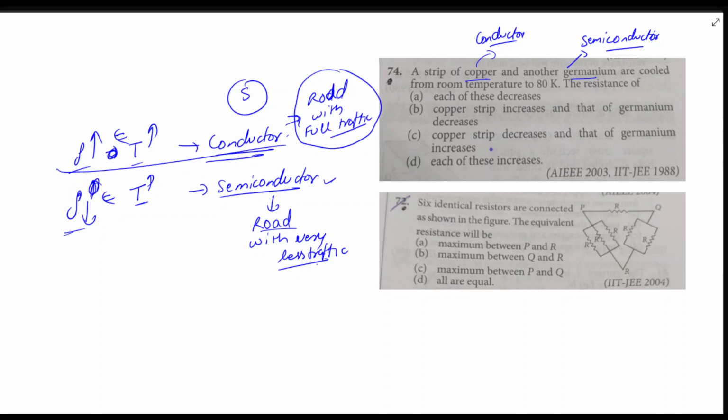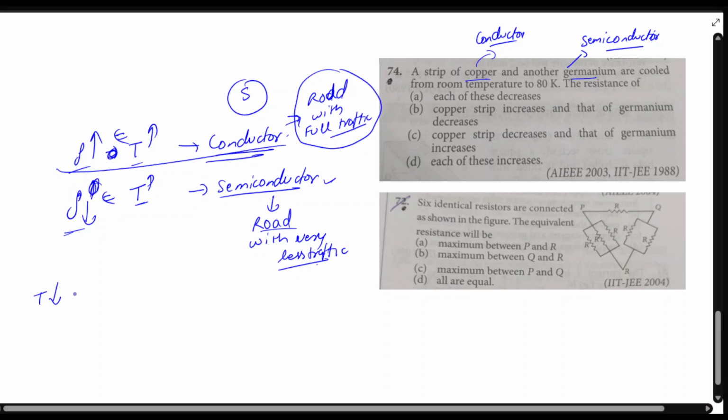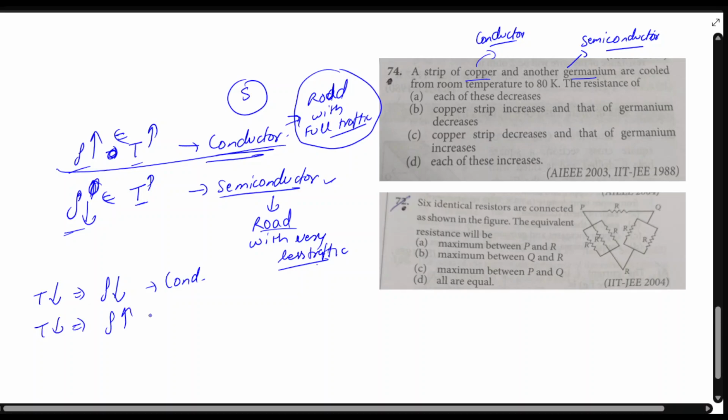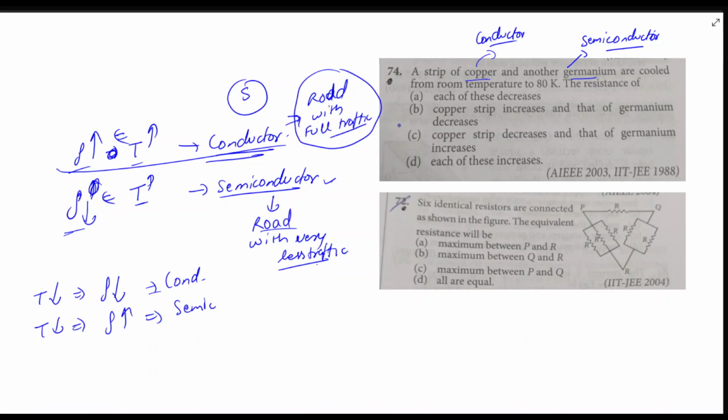Okay, so in the copper strip, resistance will increase, right? But it is cooled, so we have to take it the opposite way. If temperature decreases, resistivity will decrease for a conductor, and resistivity will increase for a semiconductor. So the resistance of the copper strip will decrease. So option C is correct, and for germanium it increases. Quite an easy question.